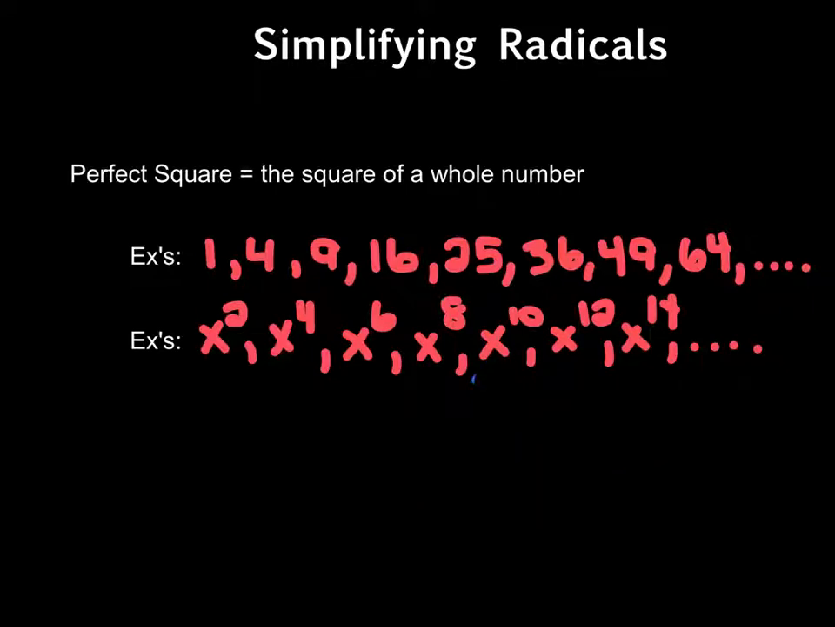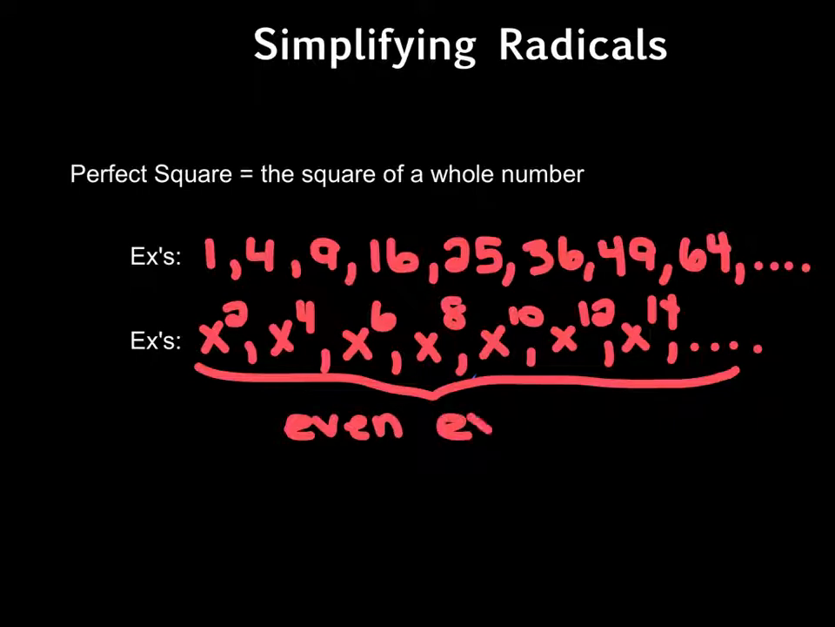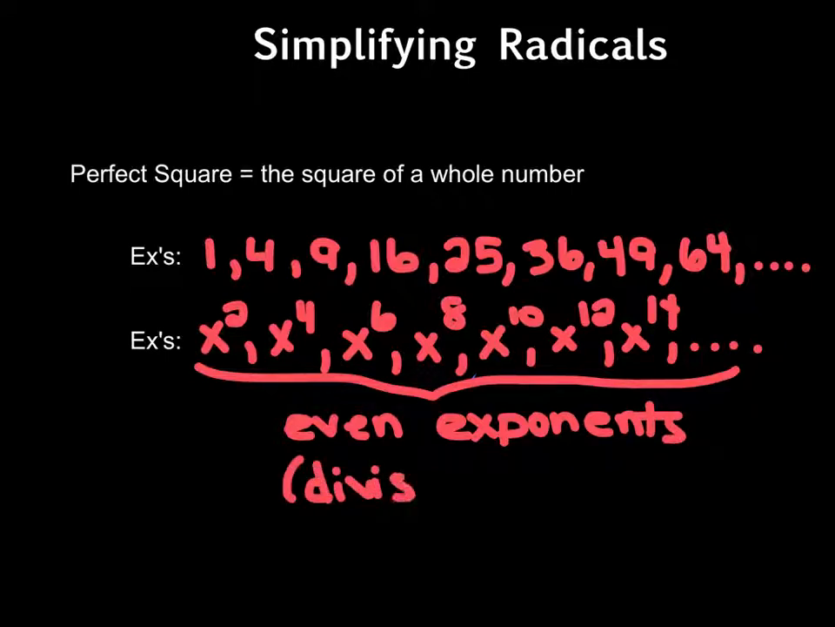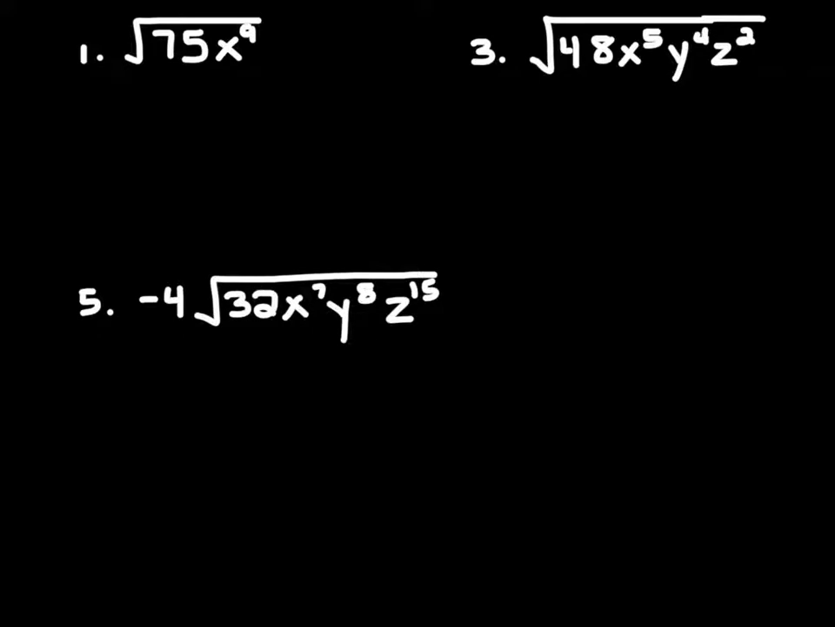Okay, so I know I already said this, but I just want to write down that basically your variables here are perfect squares as long as they have even exponents. So in other words, the exponents are divisible by 2. Okay, they divide evenly by 2. All right, well, let's take a look at some examples where we're going to have to simplify radicals.